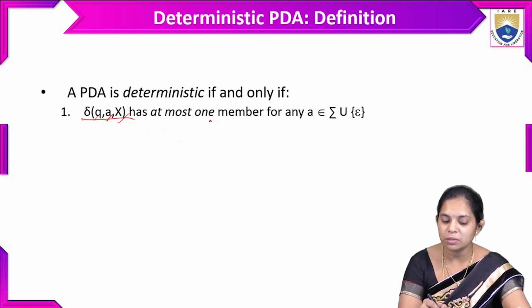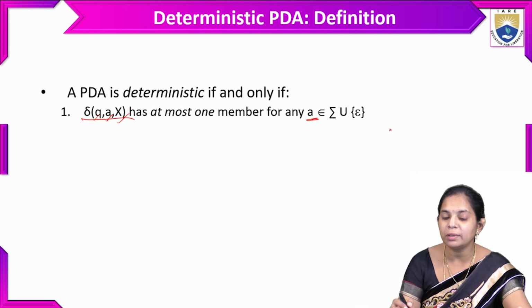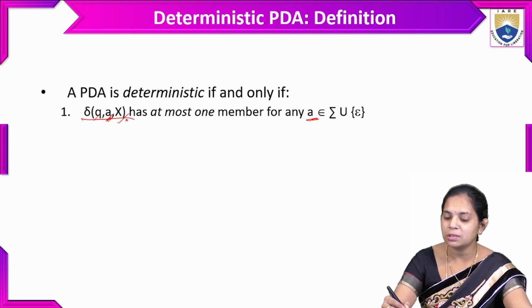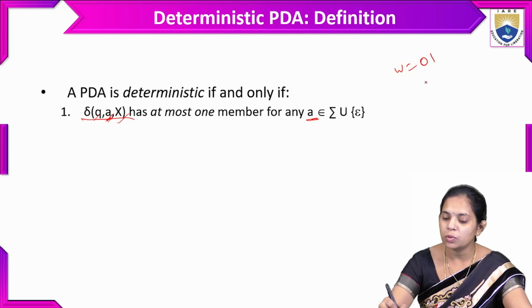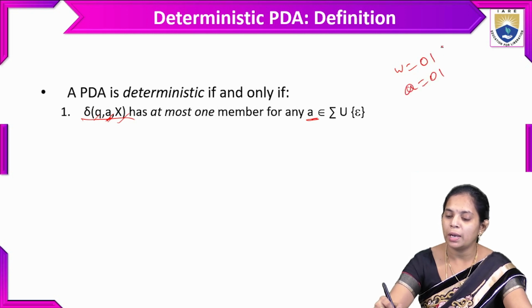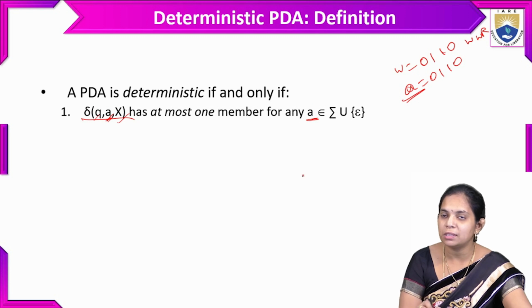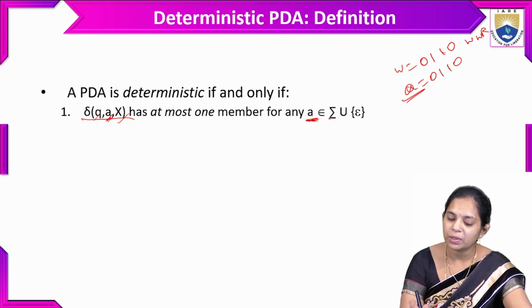It has at most one member for any A belonging to the input symbols. Here the input symbol A is nothing but, suppose, W, so A is equal to 0, 1 or 10. This is about WW reverse, and if it is a deterministic pushdown automata, A also belongs to sigma.